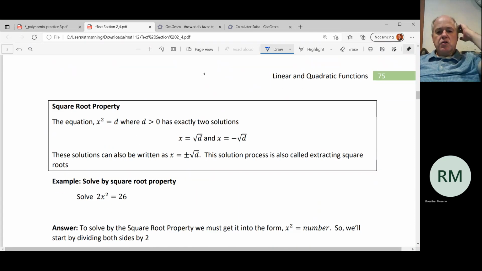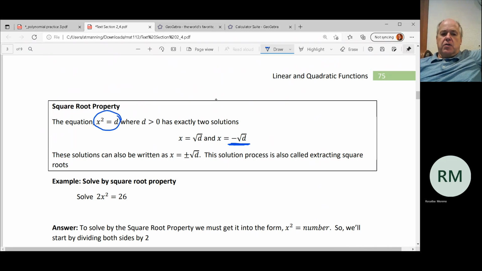Now, because we're getting closer to the quadratic formula, that's going to be the one we're going to memorize. I'm going to actually learn a little song to go with the quadratic formula. When I see something squared equals something, I know that I have two possible solutions. Because a negative number squared gives me a positive number, and a positive number squared gives me a positive number, the square root of d or the negative square root of d are my two possible solutions when I see x squared equals d.